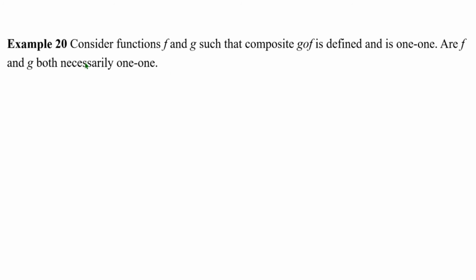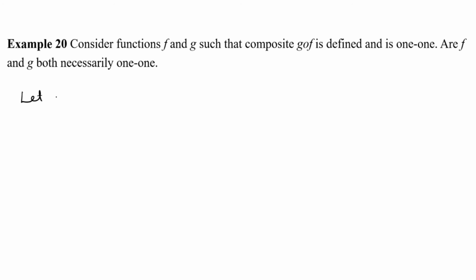Next question: consider functions f and g such that the composite g of f is defined and is 1 to 1. Are f and g both necessarily 1 to 1? So it is given that this composite g of f is 1 to 1. Now we have to check whether f and g are both necessarily 1 to 1. When g of f is 1 to 1, both f and g need not be 1 to 1. Let us take an example.